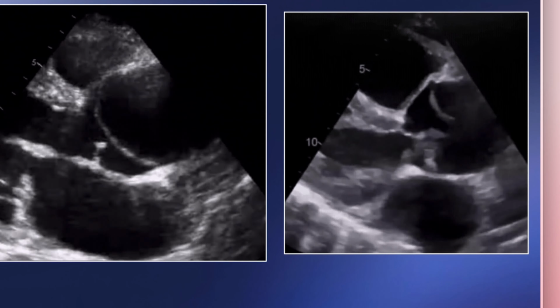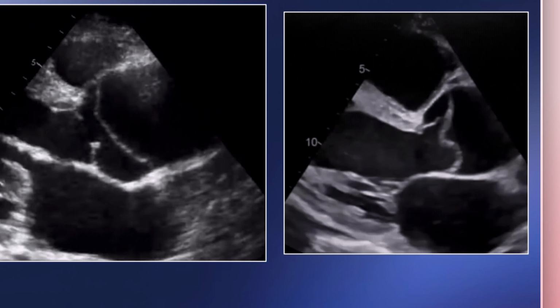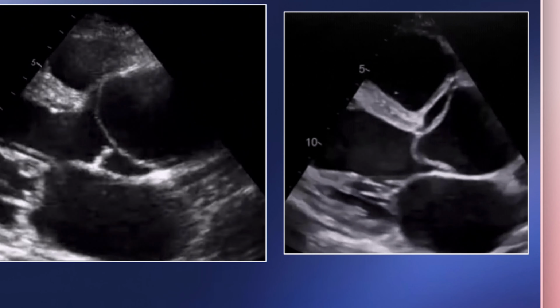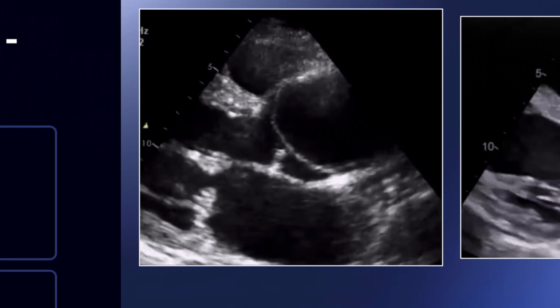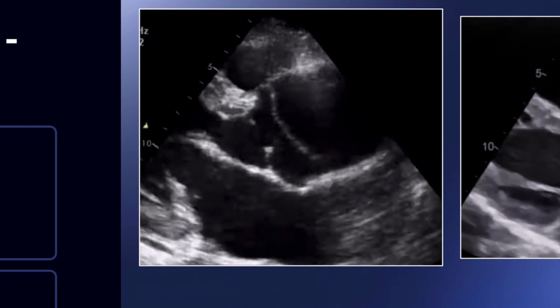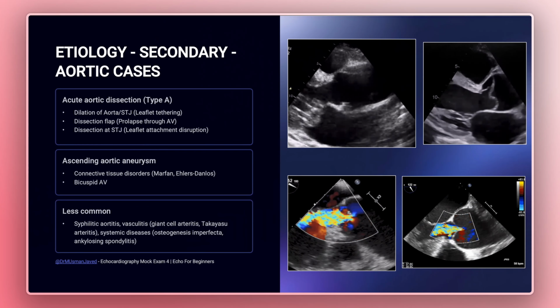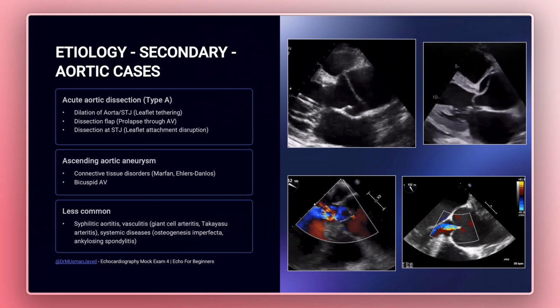Another mechanism is if you have a dissection flap that actually prolapses through the aortic valve and leads to regurgitation that way. Lastly, if you have a dissection at the sinotubular junction, this can lead to disruption of the leaflet attachment sites. Another mechanism that can lead to aortic insufficiency is an ascending aortic aneurysm.